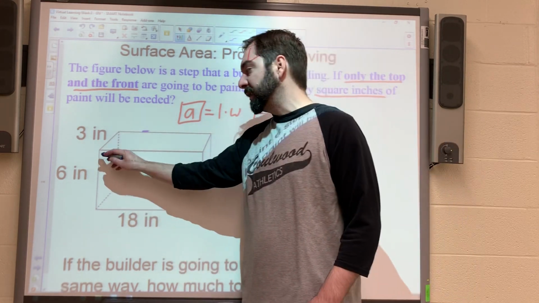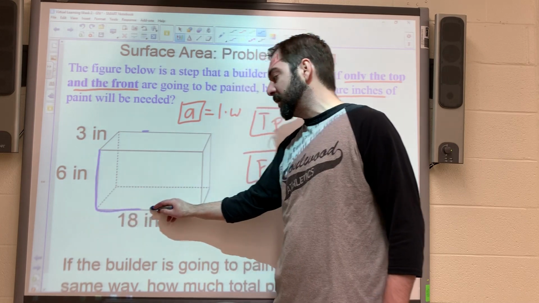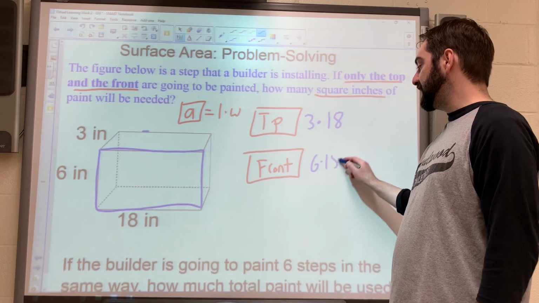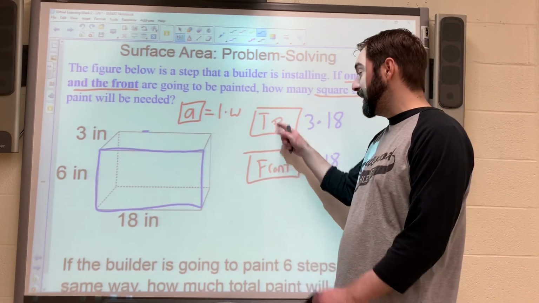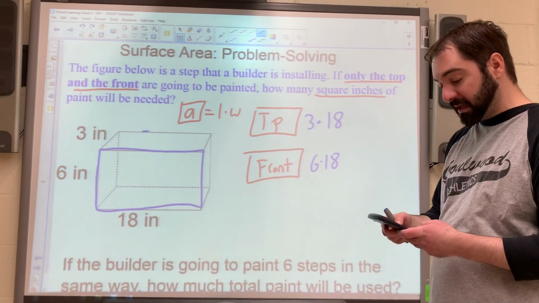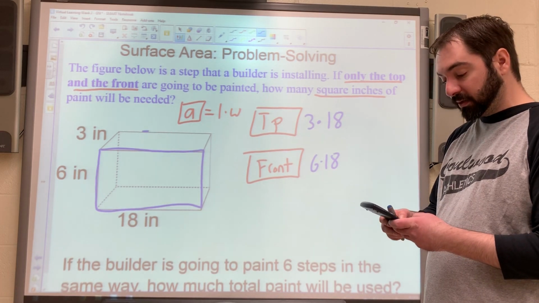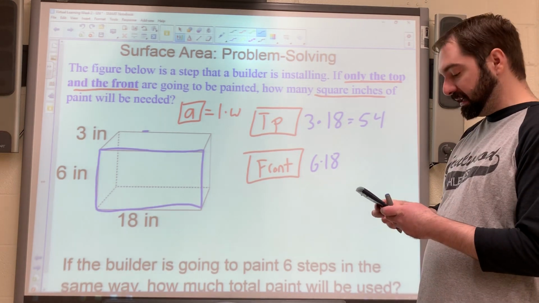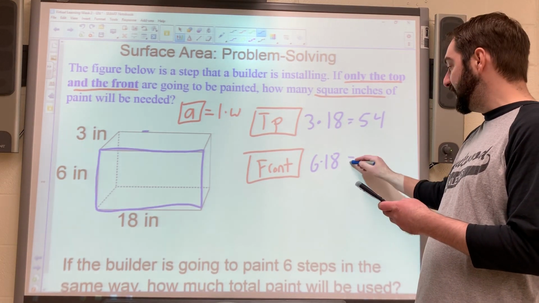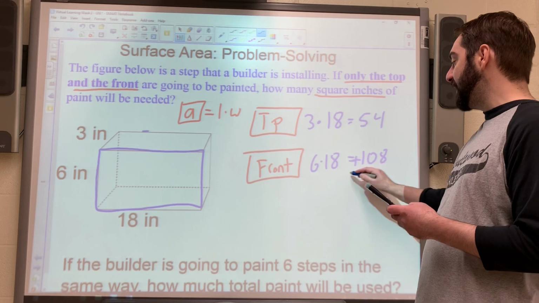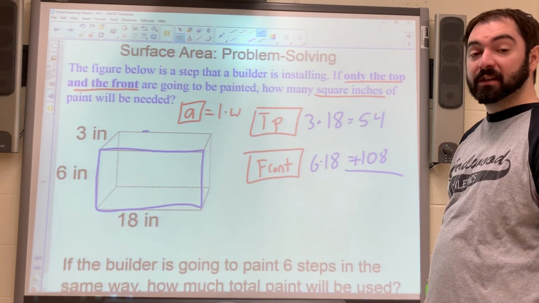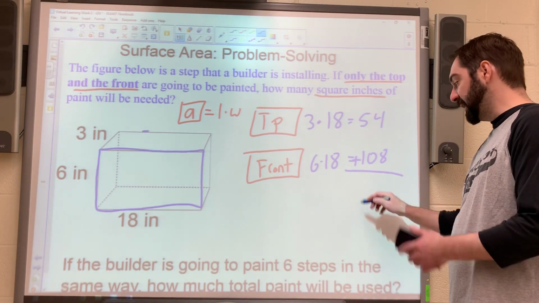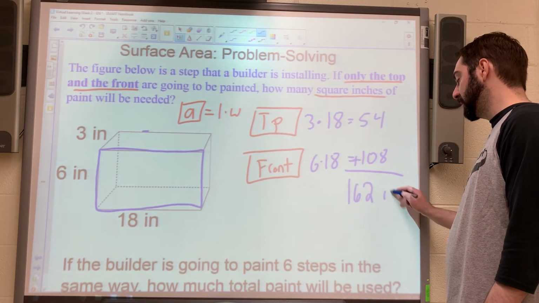Next up, I need to figure out what is the front going to be painted. Okay, so again, I trace the front. Well, the front was pretty easy. It looks like I go by 6 and 18. So 6 times 18. Okay, now once I have my length and my width for both the top and the front done, I pick up my calculator. 3 times 18 gives me 54 square inches. 6 times 18 gives me 108 square inches. Once I have my 2 sides that they asked me for, how many total square inches would there be? Well, that would be 162 square inches.